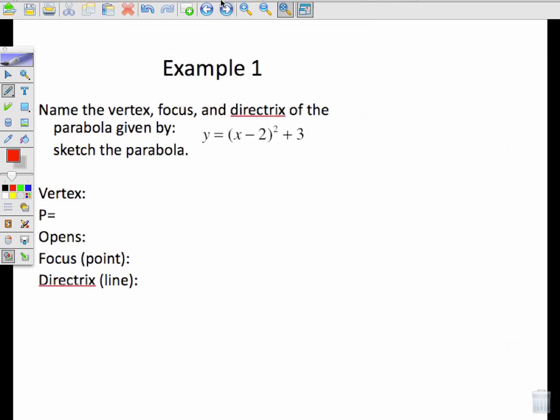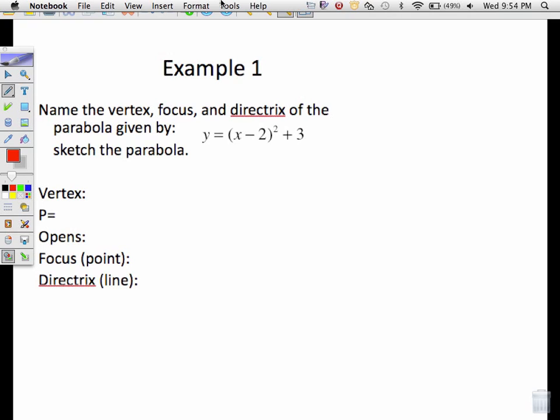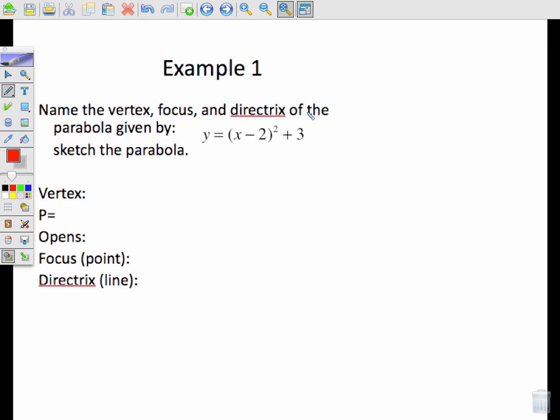Standard form. It's time to look at a full example. Let's go ahead and do this. My first example is: name the vertex, focus, directrix of the parabola given by this equation. Well, you can see here we have an 8 that's supposed to be in front. So let's go ahead and put this 8 in here. All right, well, this is in vertex form.